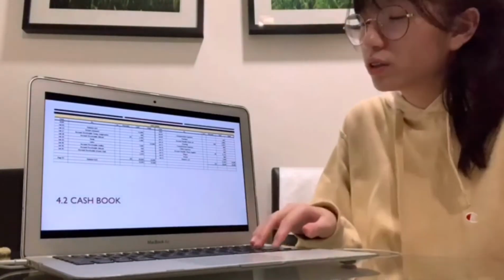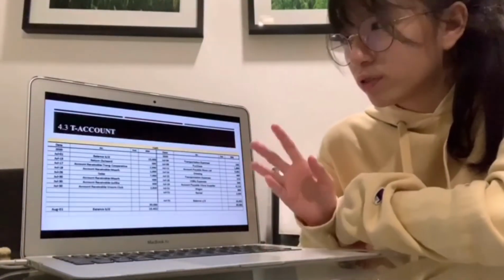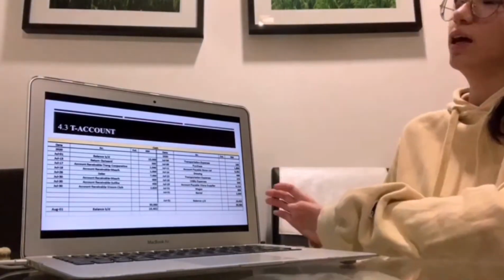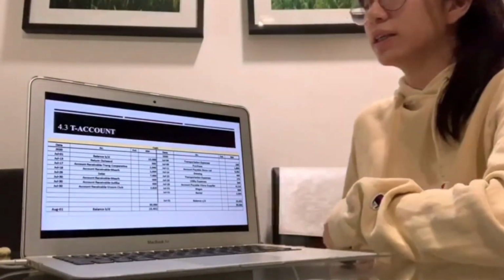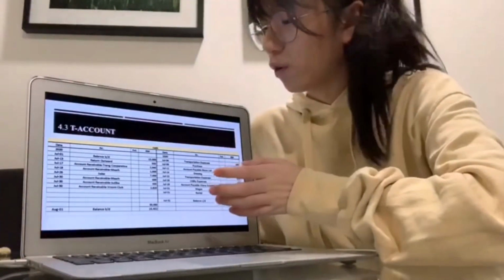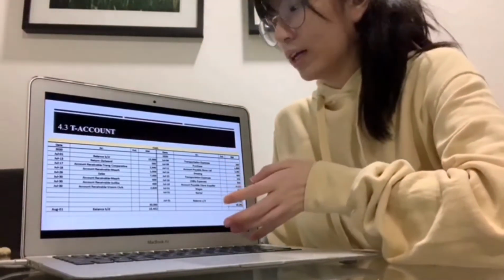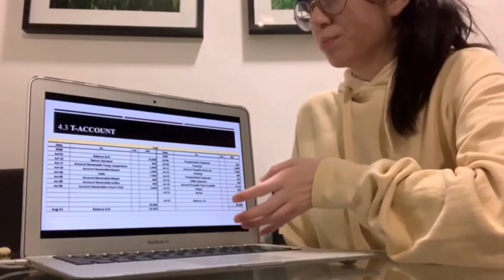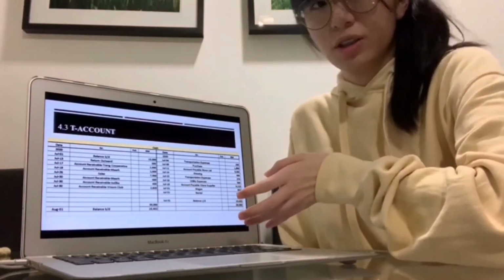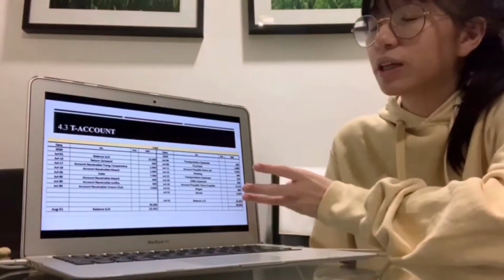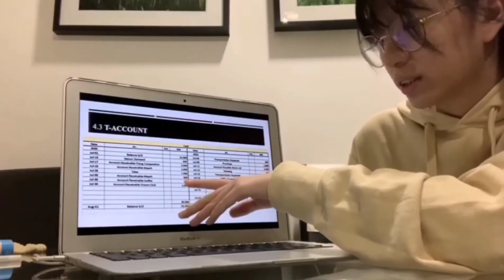And now moving on to the next slide, which is 4.3 T account. And what is a T account? A T account is used in accounting to track debits and credits and prepare for business financial statements, any type of financial statement.